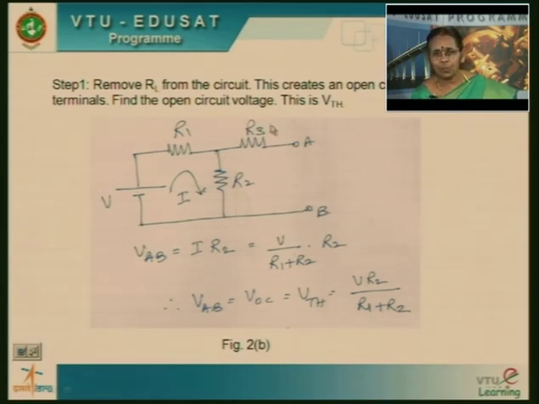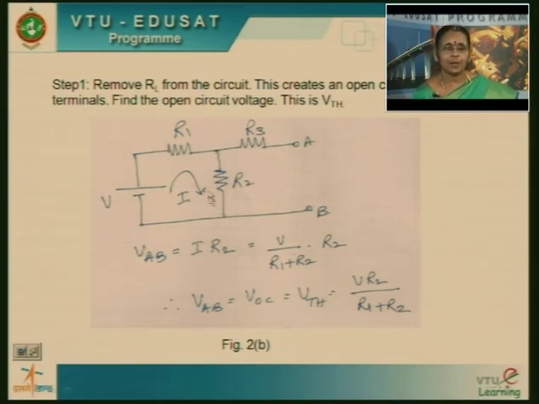Since no current flows through R3, the drop across the resistance R3 will be equal to 0, because the voltage drop across R3 is nothing but the current flowing through it multiplied by the resistance R3. Since current is 0 for an open circuit, the I into R3 part is going to become 0. So the voltage across the terminals AB is nothing but the voltage across the resistance R2.